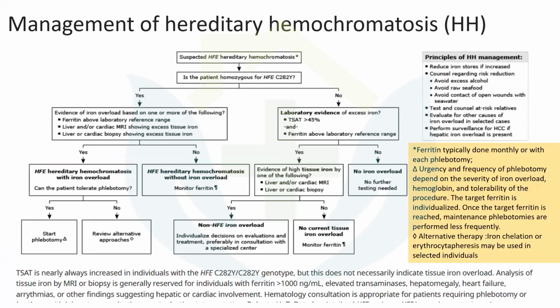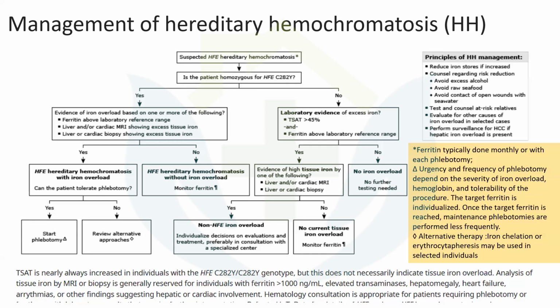Next. So management of HH is basically, we have to suspect the diagnosis, and then we have to diagnose it. So if it is a homozygous variant and we have evidence of iron overload, I already said how much the ferritin should be in the male and female, and the TSAT should be greater than 45%. In those cases, we have to see the spectrum of disease, like how much the liver is involved, and do a cardiac MRI to see whether tissue deposition of iron has happened or not. That will guide us in therapy.